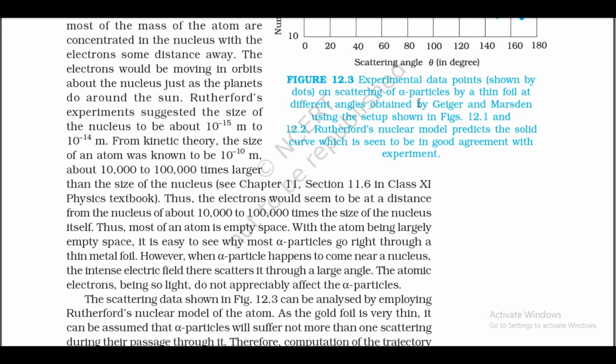With the atom being largely empty space, it is easy to see why most alpha particles go right through a thin metal foil. However, when alpha particles happen to come near a nucleus, because of the intense electric field, they scatter through a large angle. The atomic electrons, being so light, do not appreciably affect the alpha particles. The scattering data shown in Figure 12.3 can be analyzed by employing Rutherford's nuclear model of the atom.